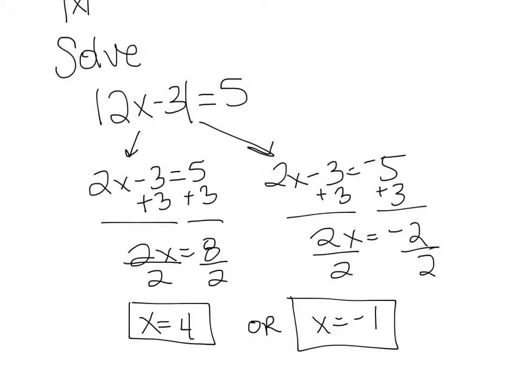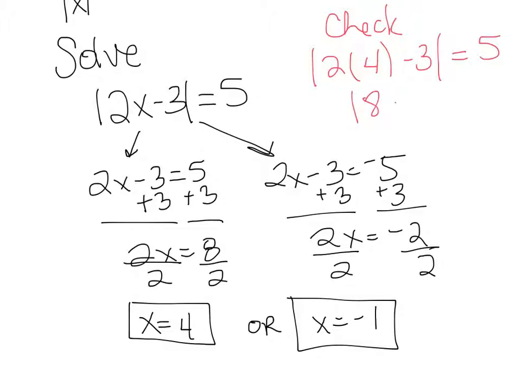Let's go back and check, because I think some of you may feel skeptical. Okay, if we look at 2 times 4 and then subtract 3, we want to know, is that equal to 5? Well, is 8 minus 3 equal to 5 in absolute value? The absolute value of 5 is in fact equal to 5. We feel pretty pleased with that one.